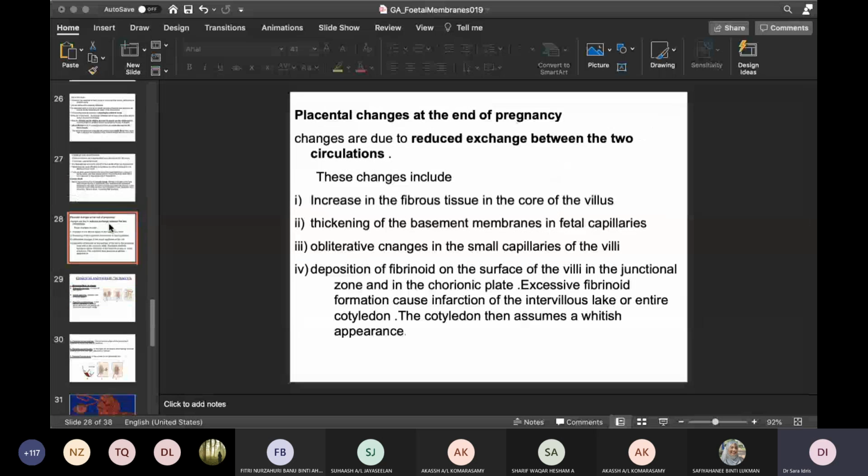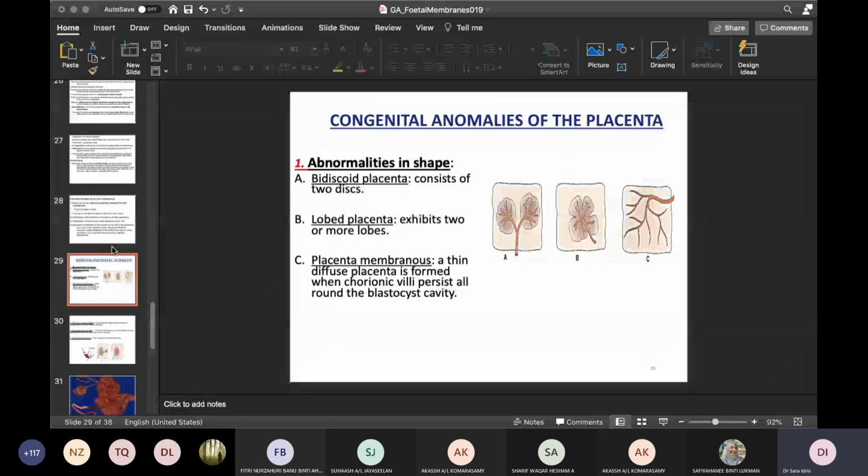All right. Okay. Now let's see what are the congenital anomalies of the placenta that you can have. So these are the abnormalities in shape. Remember, placenta is one discoid, one disc. Sometimes you have bidiscoid placenta, so you have two discs of placenta instead of one big one. You have two smaller ones. And sometimes the placenta can have lobes, okay? So it doesn't look like a nice round shape. It has this lobulated appearance to it.